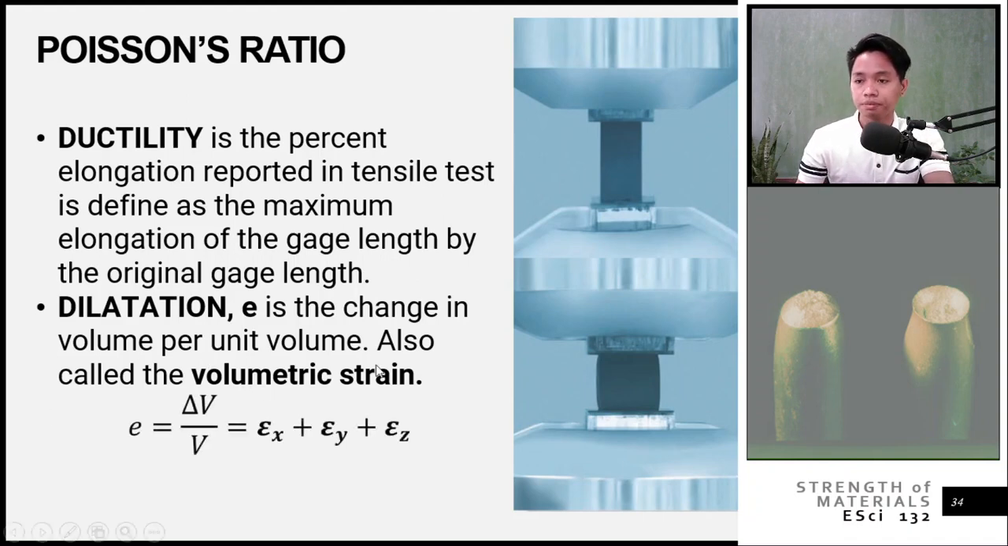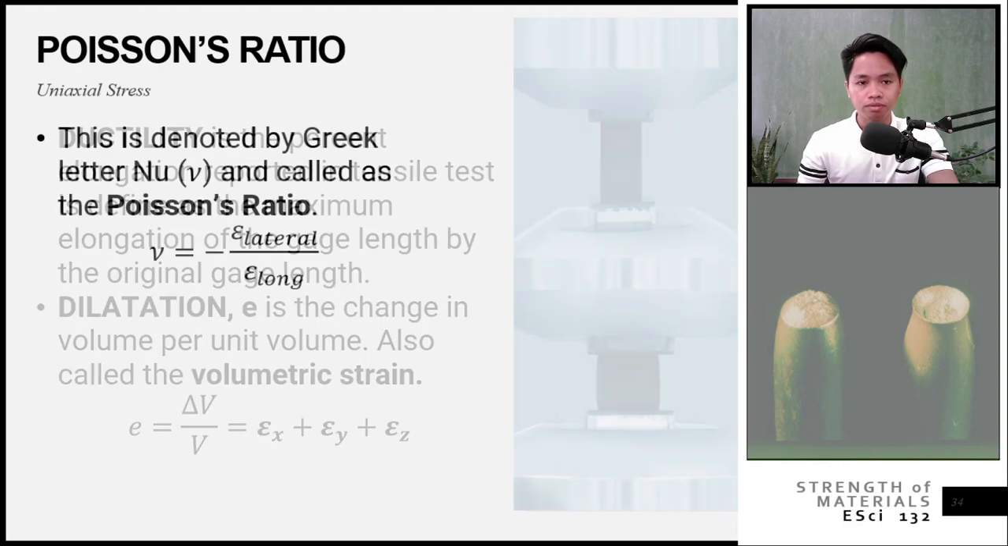With the formula, your change in V over V, that is equivalent to e, or volumetric strain, which is equivalent to your strain in x plus your strain in y plus your strain in z. That is simply your formula. So, if you have the strain along x, y, and z, you just have to add them, and that would be the value of your volumetric strain. Okay, so I hope that's clear.